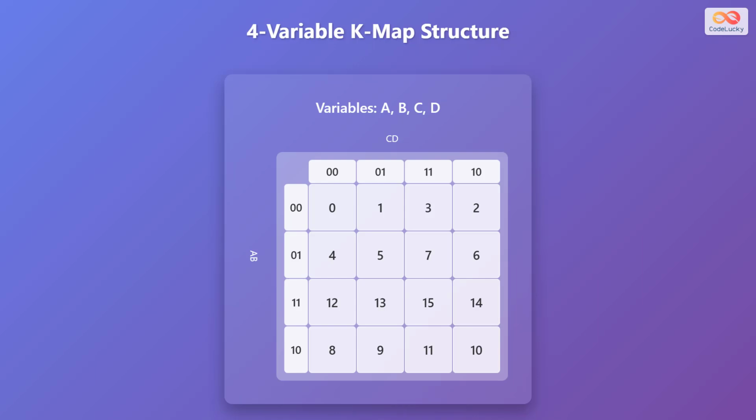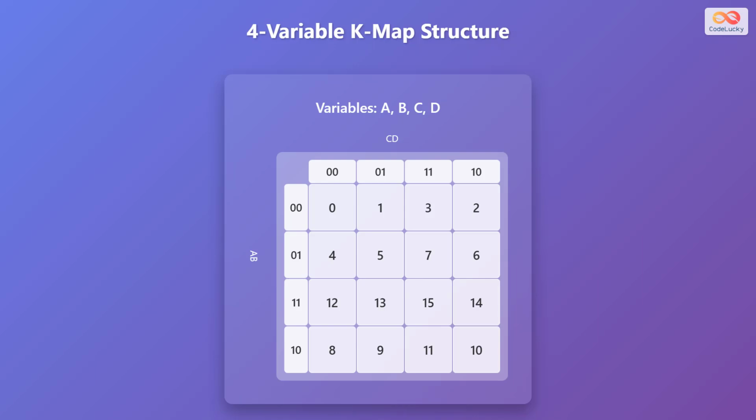We have 4 variables, A, B, C, and D. Notice how the K-map is arranged in a grid. The rows represent the values of variables A and B, and the columns represent the values of variables C and D. The key thing to note is the order of the values. Instead of going in a straight binary sequence like 00 01 10 11, we use what's called gray code.